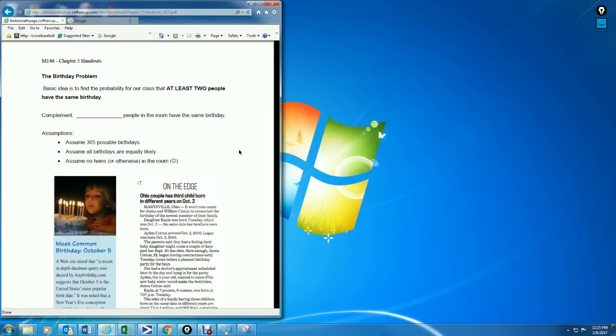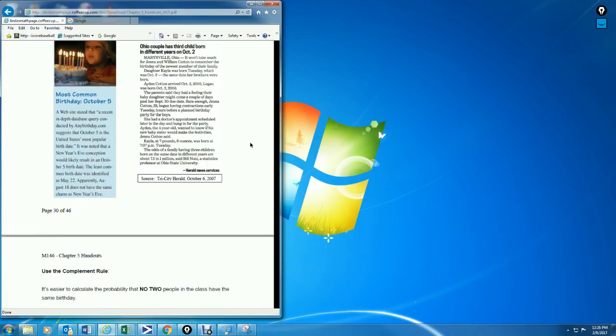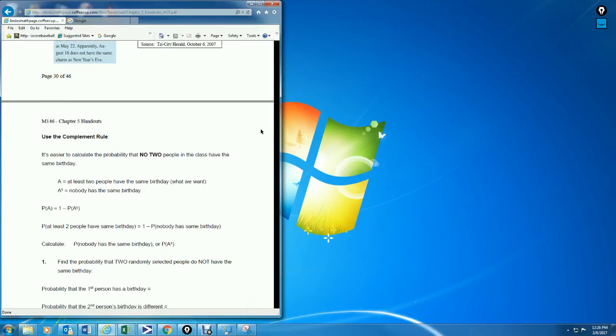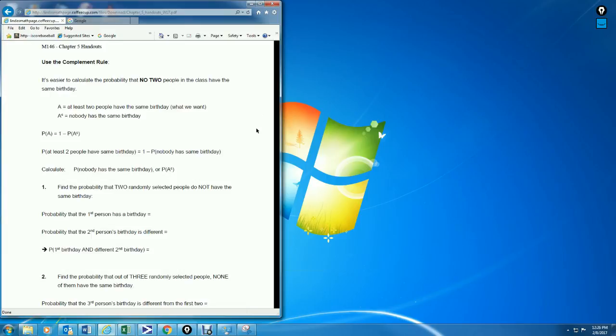And the assumptions that go into this calculation are assuming only 365 possible birthdays. Technically, there's 366. Assuming that any day of the year is equally likely to be born on, and assuming that there's no twins in the class. I had to add that because I have had twins in the past. Okay, so like I say, I usually step through it step by step. It takes quite a while.